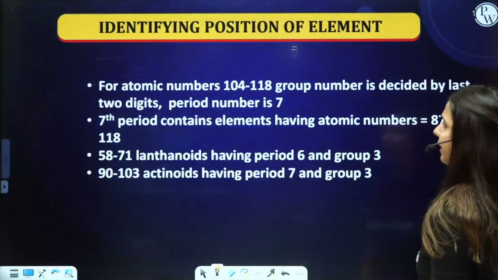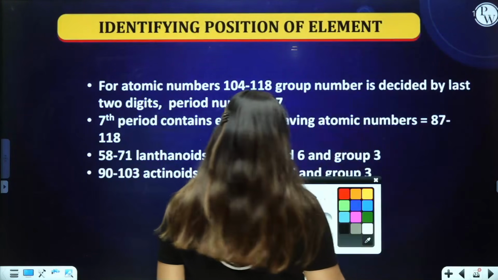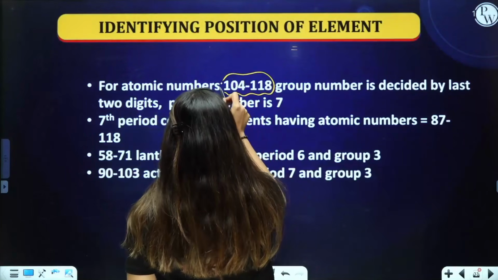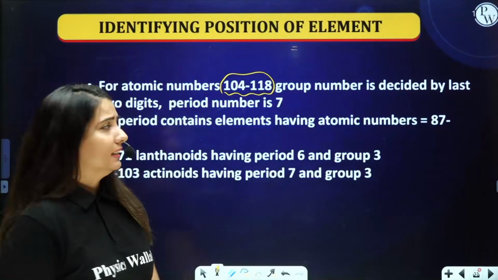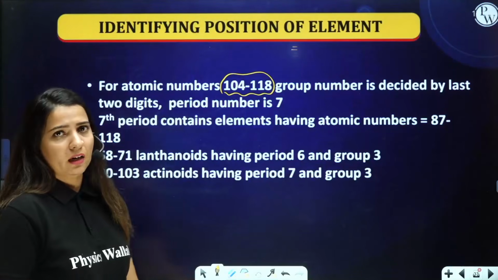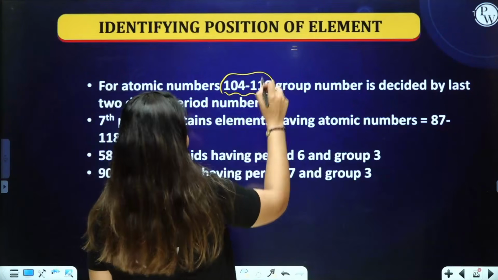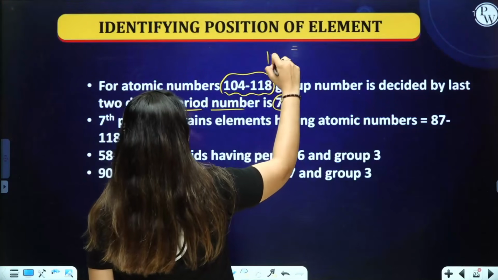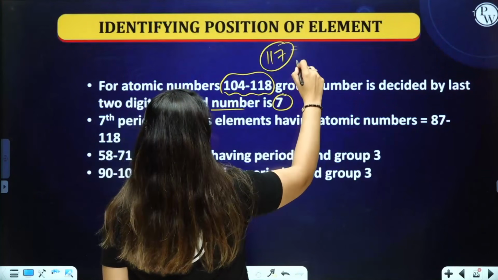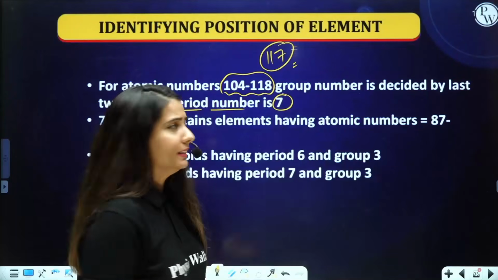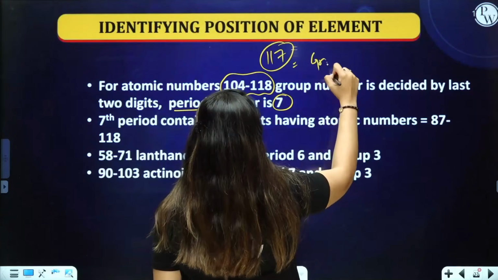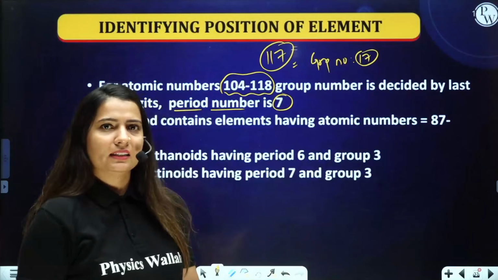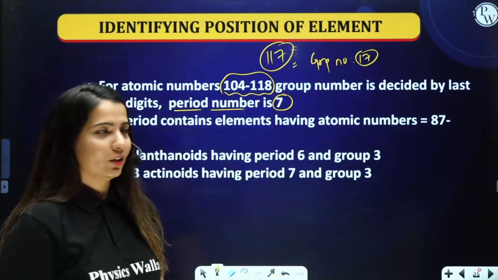After that, for the elements having atomic number from 104 to 118, the group number is decided by the last 2 digits. Period number for all of these will be 7. And for the group number, let's say I have atomic number 117. So for sure, the group number will be 17. You will easily be able to calculate the group number.